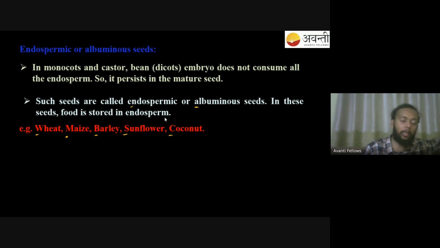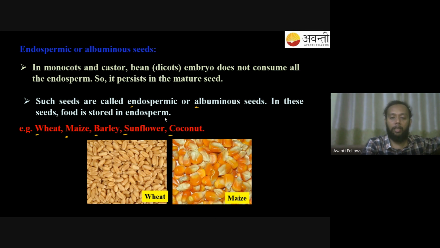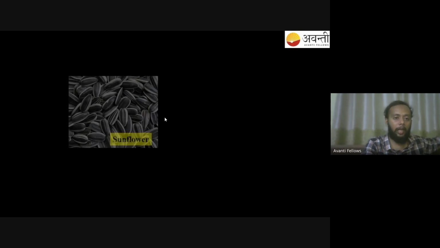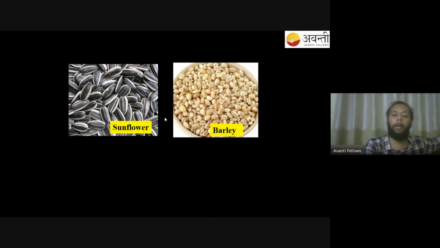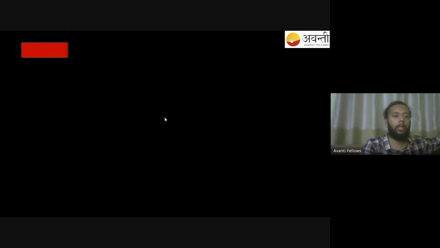Right? कोकोनट के अंदर आपको पूछा जाएगा, the coconut water is an example of free nuclear endosperm. That's an example of free nuclear endosperm. राइट. So you can see you have wheat, maize, and then you can see a picture of a sunflower seed, barley, and your coconut. So they are going to be the examples of albuminous or endospermic seed. Okay, so ये हमने यहाँ पे देख लिया.